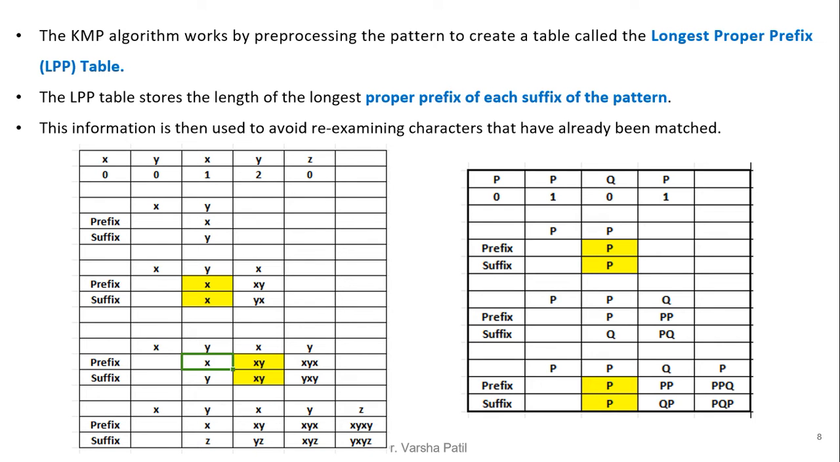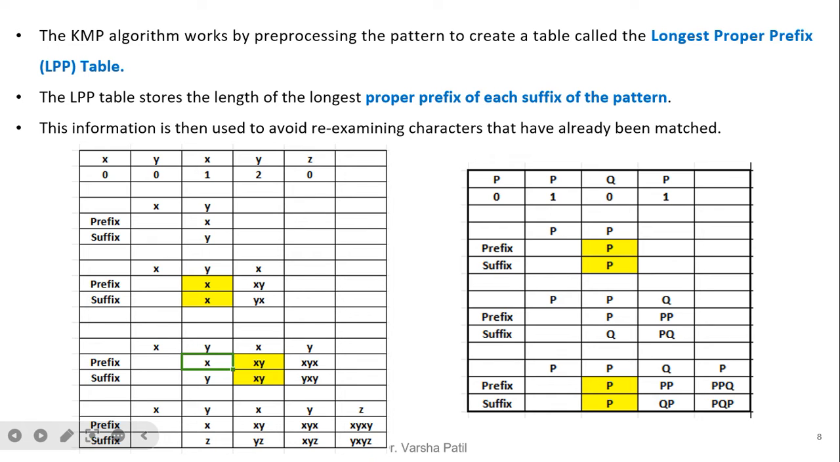Now here we are performing pre-processing on the given pattern, which creates what is called the longest proper prefix table. This is the important step of the KMP algorithm. KMP works by pre-processing the pattern to create a table called the longest proper prefix table, that is, the LPP table. The LPP table stores the length of the longest proper prefix of each suffix of the pattern.